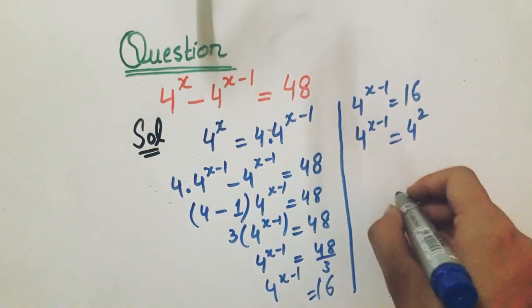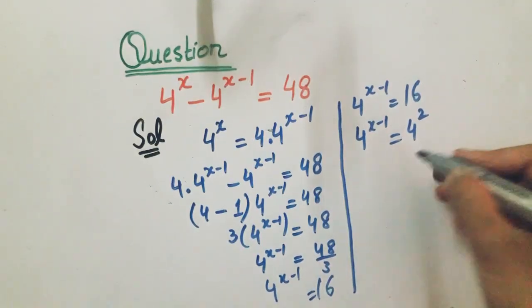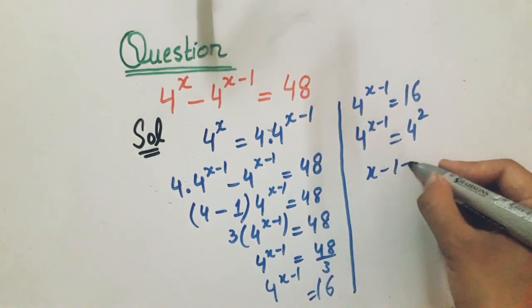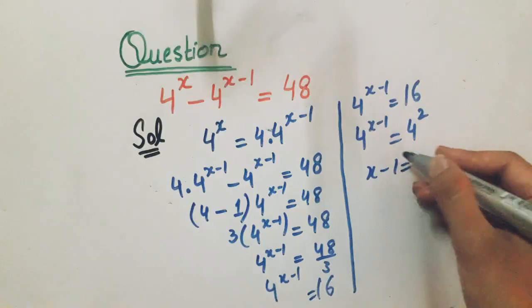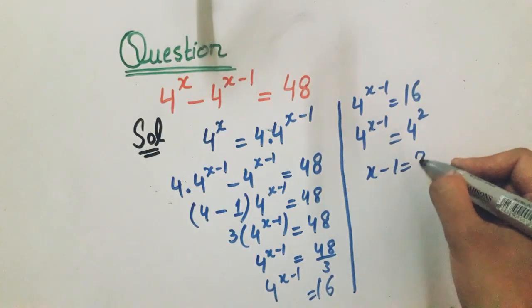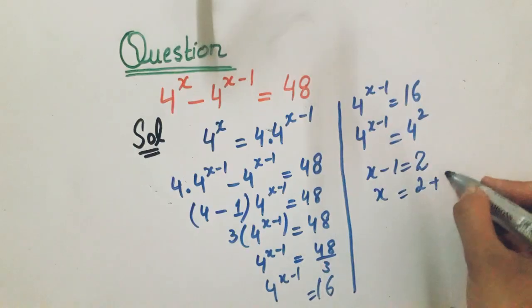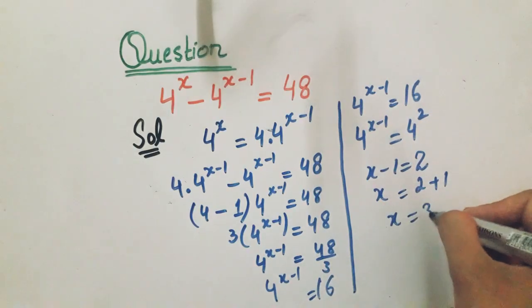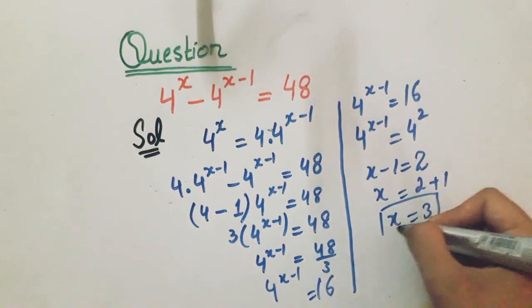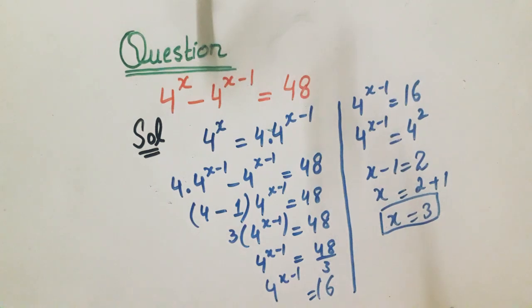Then we obtain from this, when the base is the same, the power will also be the same. So x minus 1 equals 2. So x will equal 2 plus 1. That means x equals 3. So this will be the solution.